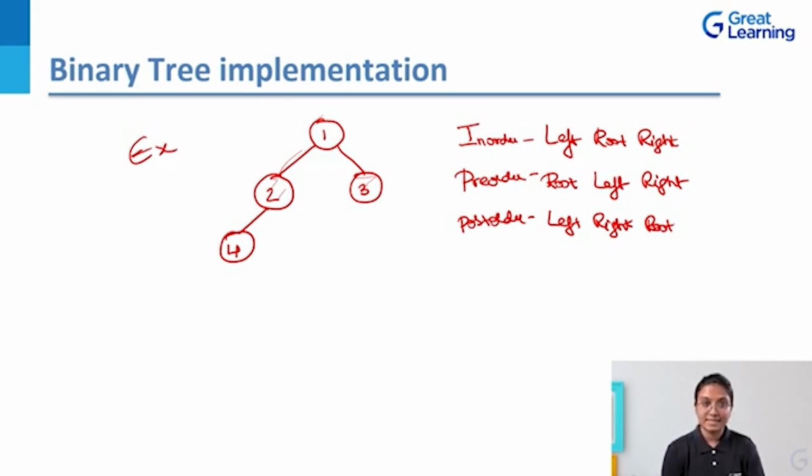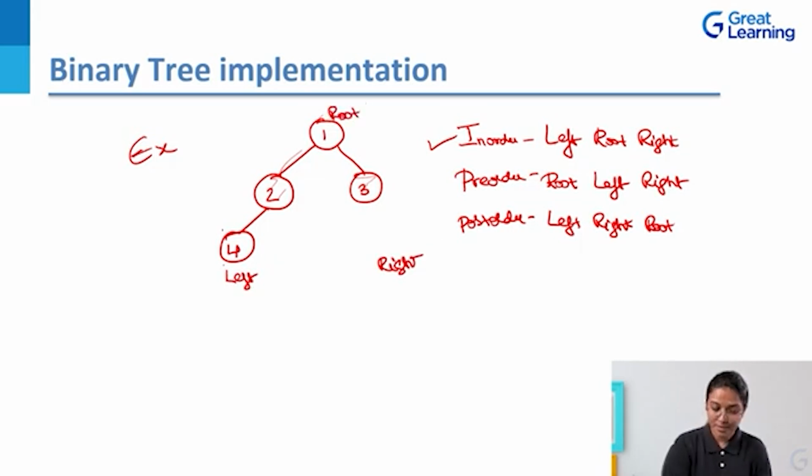So let's quickly start with in-order. In-order says we have to visit the left first, then go towards the root, and then come back to the right. So I'm implementing the same. Here, what is the leftmost node for this particular example? It is 4, if you could see. So this is the leftmost, this is the rightmost, and this is the root, just for reference.